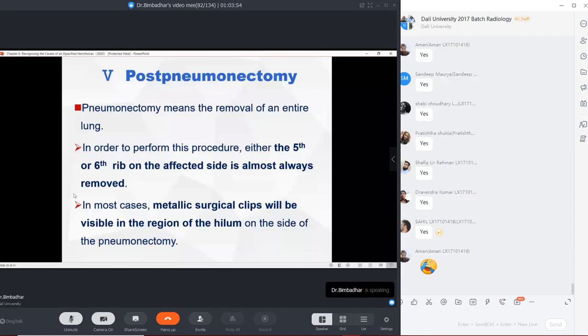Removing a segment, segmentectomy. Removing a lobe, lobectomy, okay? But removing the entire lung, generally you call it pneumonectomy. It is not called lungectomy, okay? Right.